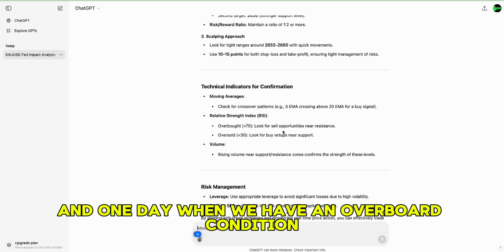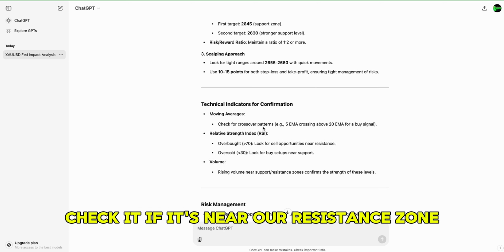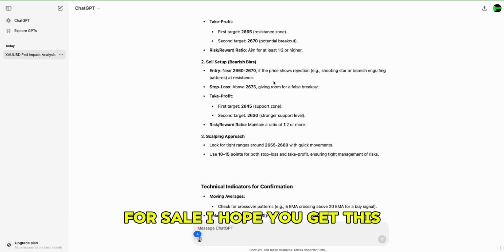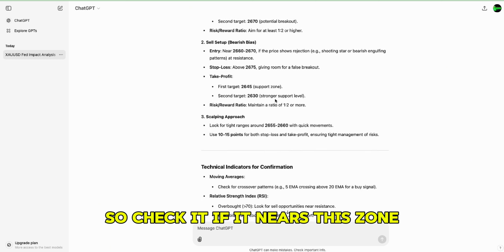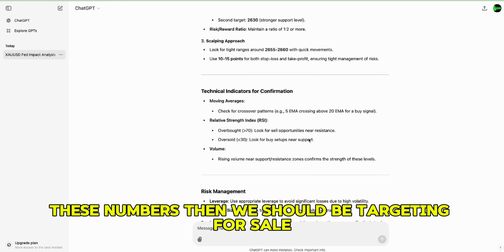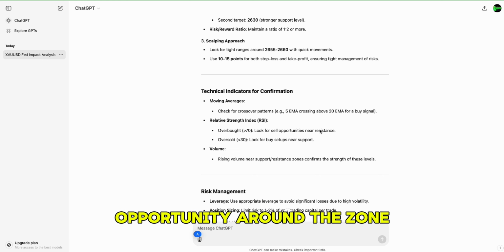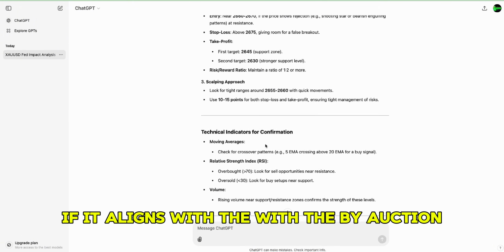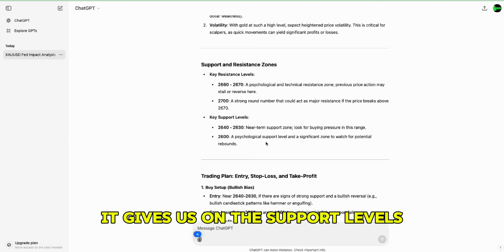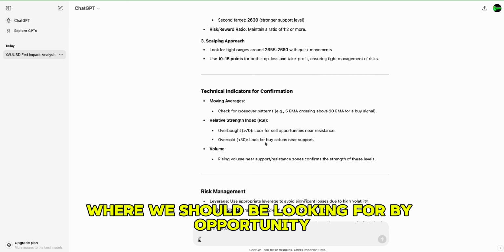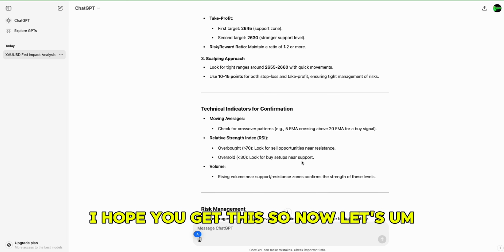The overbought: when we have an overbought condition, check if it nears our resistance zone. The resistance zone ChatGPT already gave to us, right? For sell. I hope you get this. So check if it nears this zone, these numbers, then we should be targeting a sell opportunity around this zone. Then on the oversold, check if it aligns with the buy option it gives us on the support levels, then we should be looking for a buy opportunity. I hope you get this.